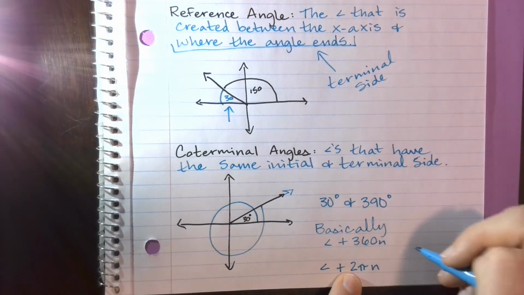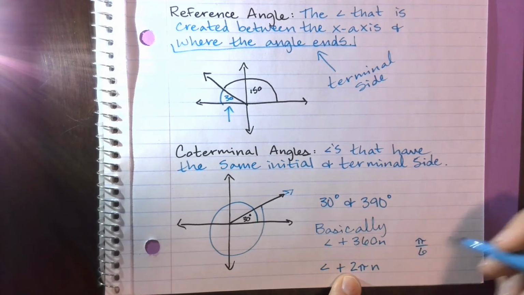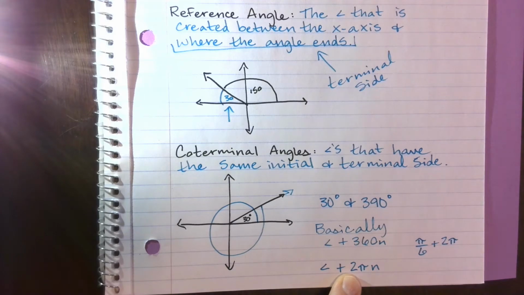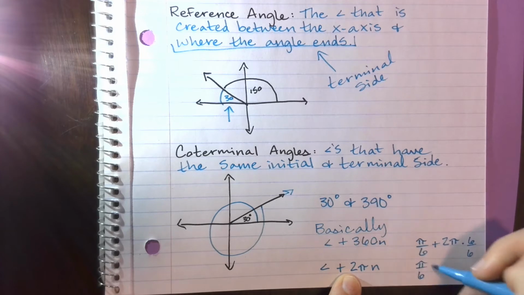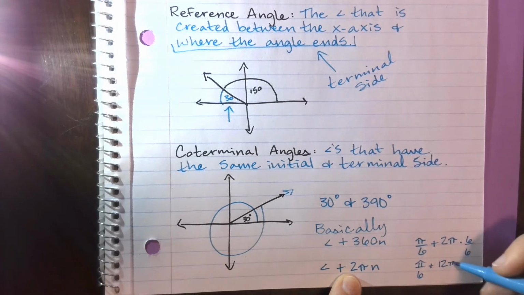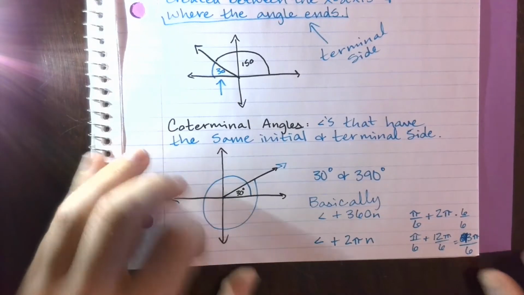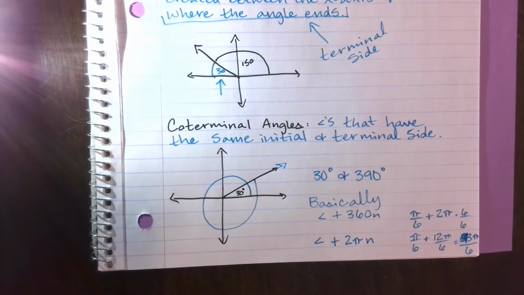By the way, if you were dealing with something like that, pi over 6, and you were trying to figure out an angle that was coterminal with it, we would need a common denominator for sure. So I would multiply this by 6 over 6. And that would tell me that 13, oh, I wrote 33. Oh no. Pretend that's a 13. They would know that 13 pi over 6 is coterminal with pi over 6.